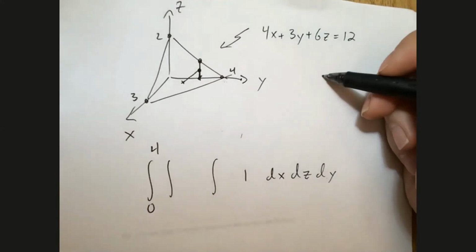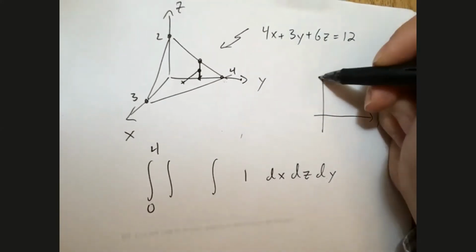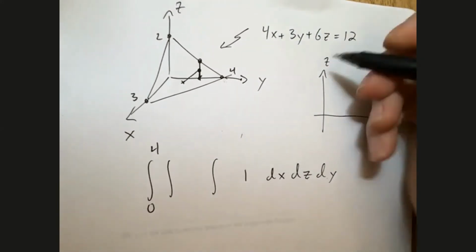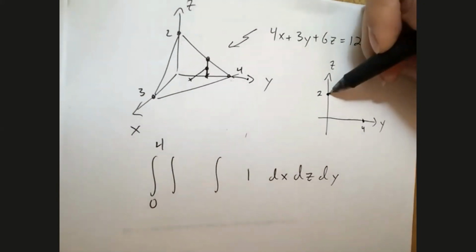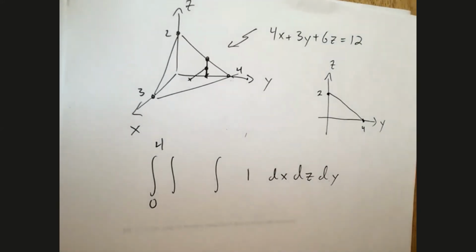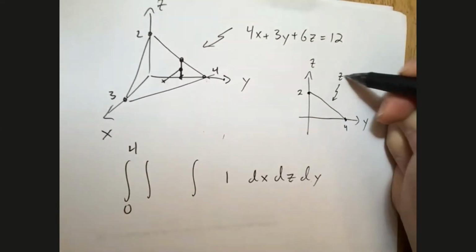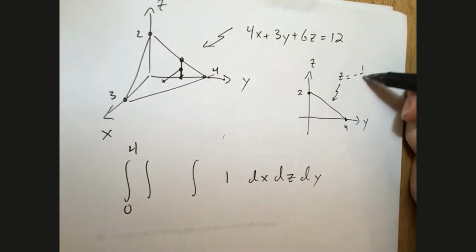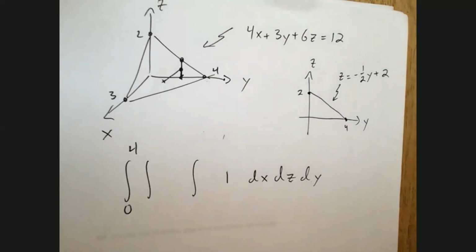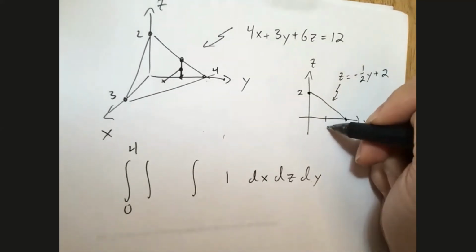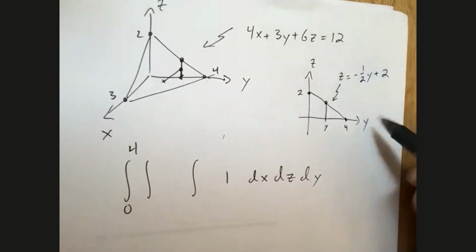So in the y-z plane, I'm just going to draw that line again. It just looks like this. z is equal to -1/2 y plus 2. Just mx plus b, except it's my plus b because y is the variable. So for each fixed y, that is how high I have to go.